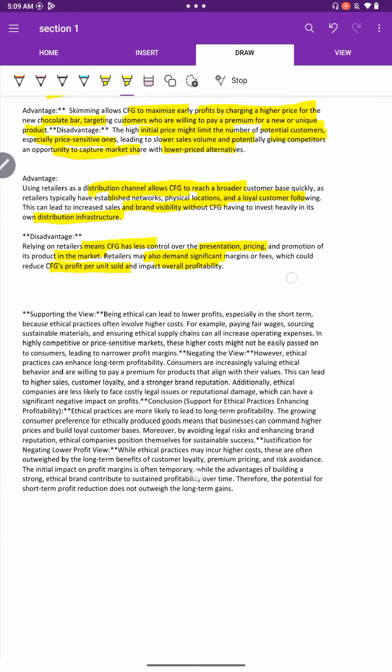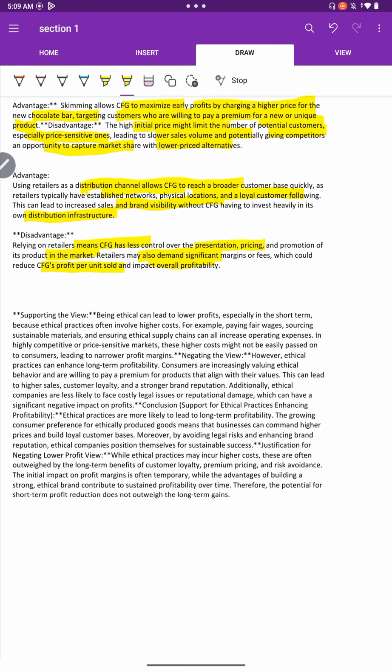And now we are going to see whether being ethical would cause us to earn lower profit or not. So first of all, I'm going to support the view that being ethical can lead to lower profits, especially in the short term, because ethical practices often involve higher costs. For example, paying fair wages, sourcing sustainable materials, and ensuring ethical supply chains can all increase operating expenses. Okay, so you can just write it here.